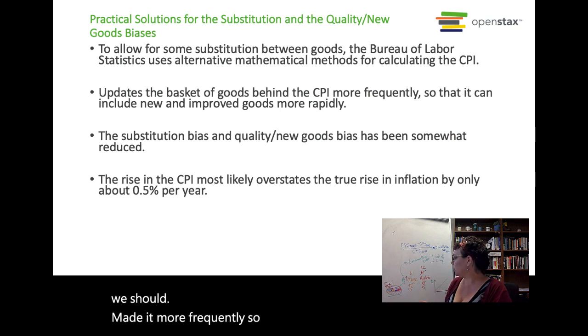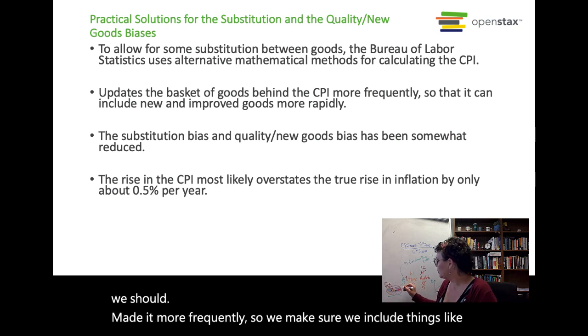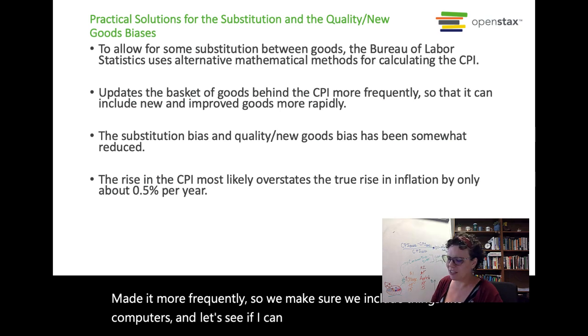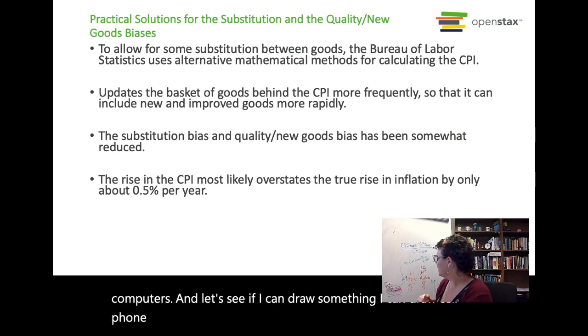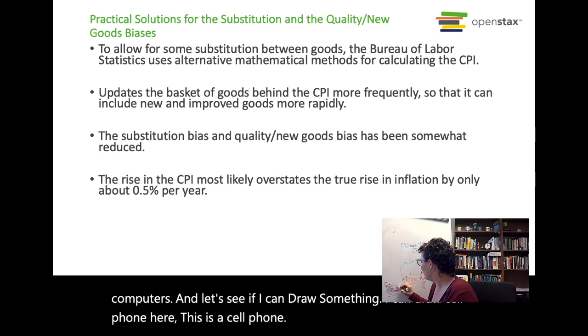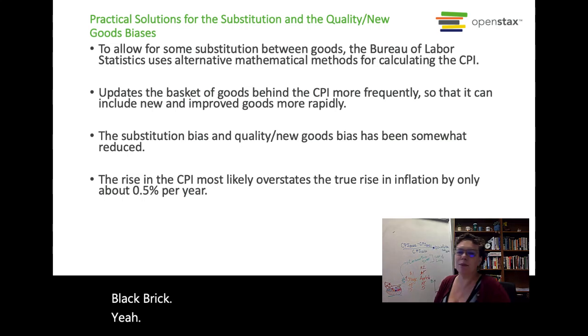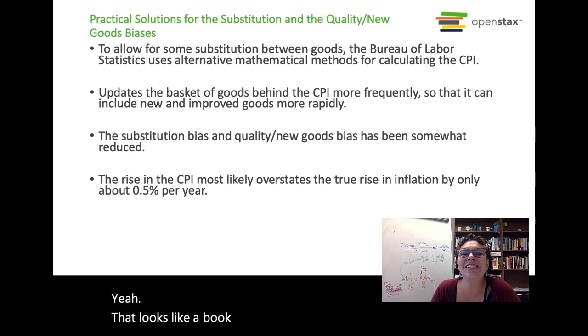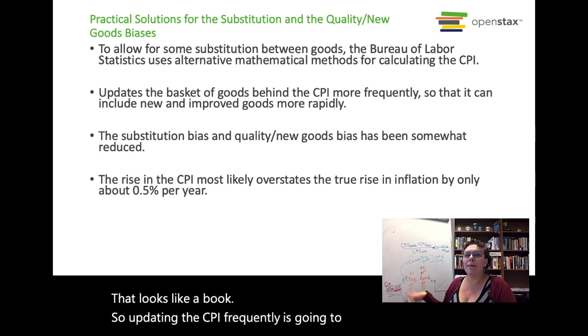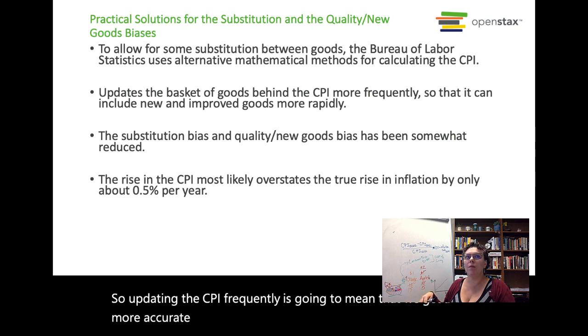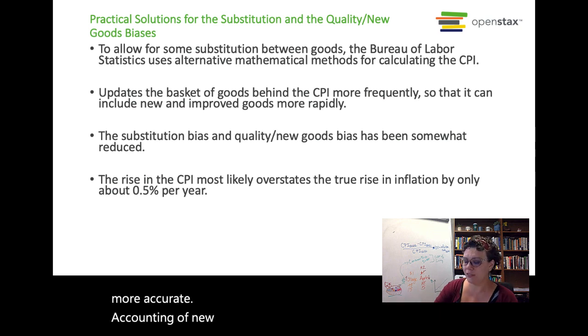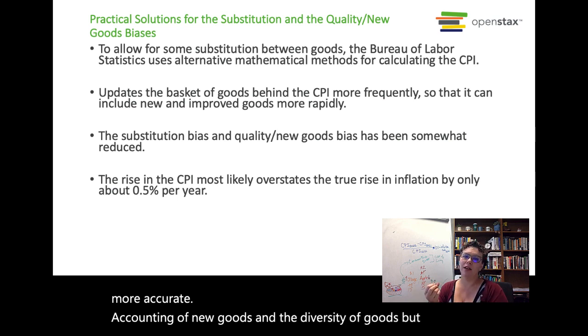so we make sure we include things like computers, and let's see if I can draw. I don't think I can draw a cell phone. Here, this is a cell phone. Black brick. Yay! That looks like a book. So updating the CPI frequently is going to mean that we get a more accurate accounting of new goods and the diversity of goods, but it's still going to be flawed.